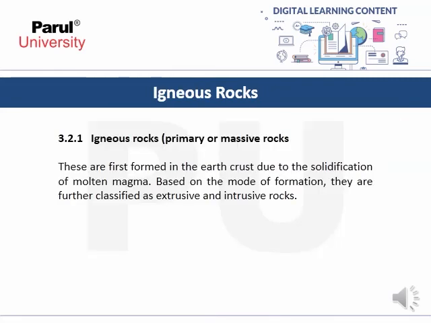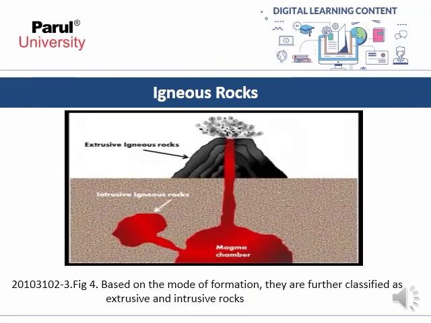Then igneous rocks. These are the first formed in the earth crust due to the solidification of molten magma. Based on the mode of formation, they are further classified as extrusive and intrusive rocks. So here is a figure of the igneous rocks. You see the black color is the extrusive igneous rocks, whereas the red color is the intrusive igneous rocks. They are on the deeper side of the earth.